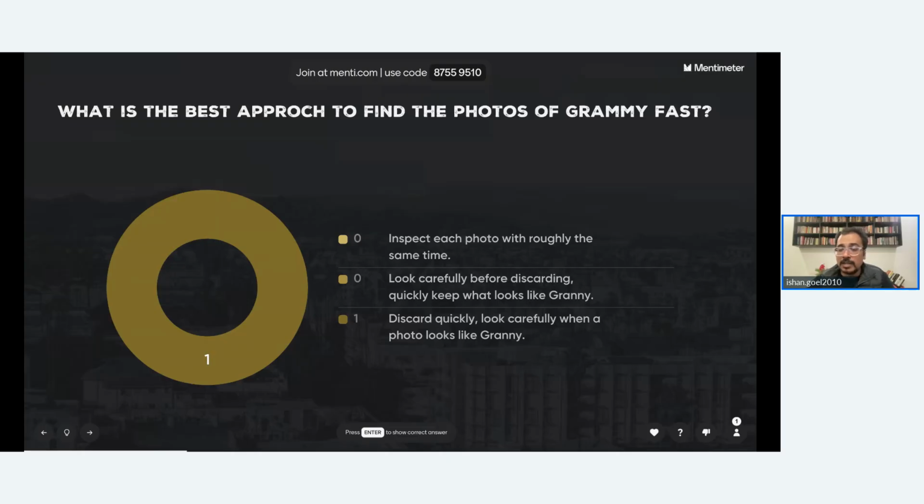The other is that you are carefully looking before discarding the photo, but you are quickly keeping whatever looks like granny. Whenever you see something that looks like granny, you throw it in the keeping pile and you're discarding carefully. The last option is you are discarding quickly and you look carefully when a photo looks like granny's. Take a guess what would be the best approach. This is the crux of the webinar. This is the crux of the idea. I urge you all to take a minute and participate.